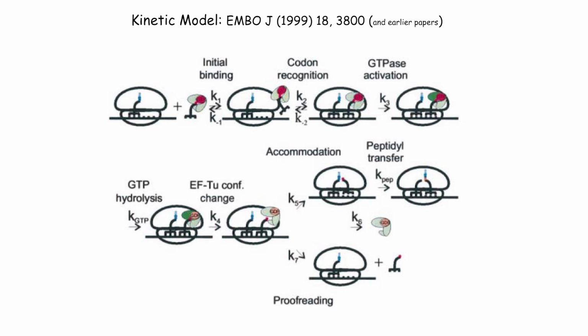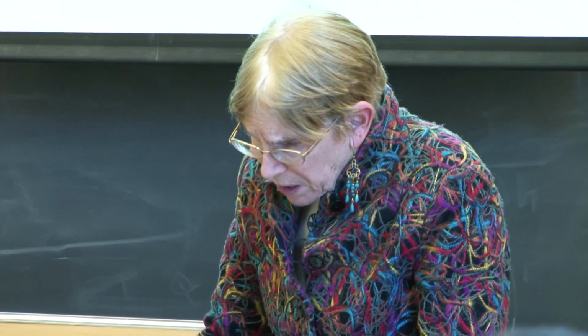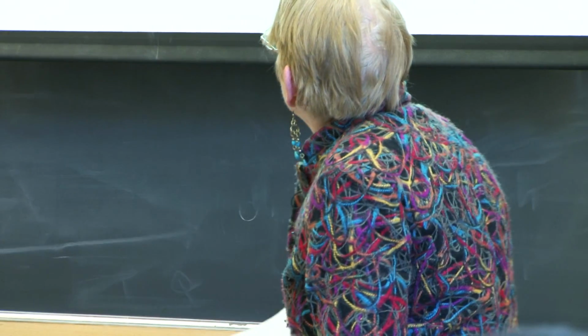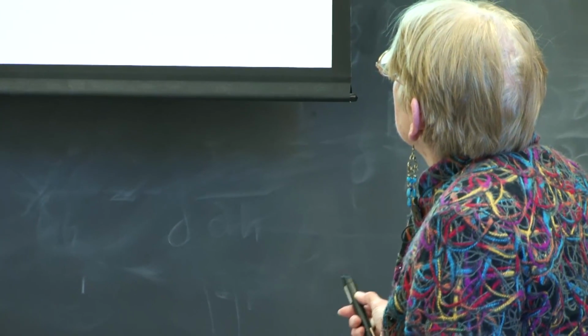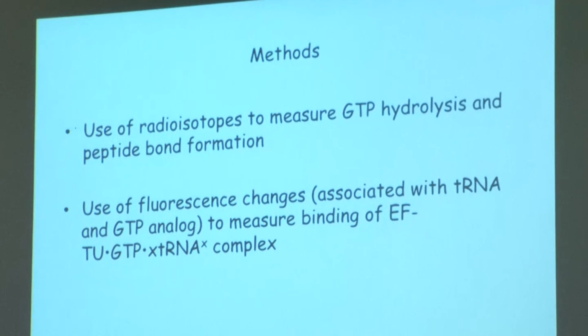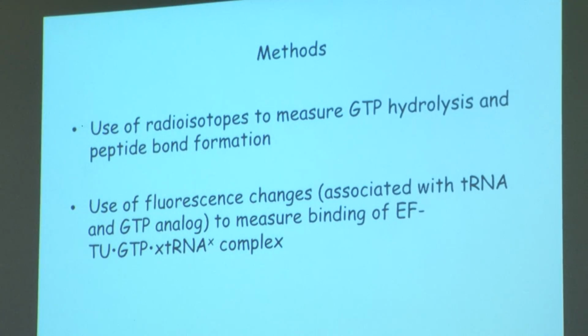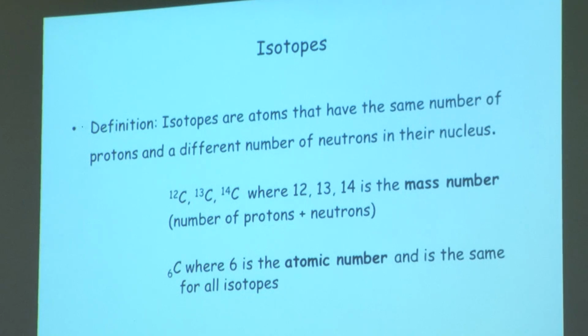Okay, so what I want to do is talk about two methods, but probably we won't get very far in terms of the second one. Today we're going to look at radioisotopes and how you use that to do the assay for GTP hydrolysis and peptide bond formation. Okay, so what is an isotope?